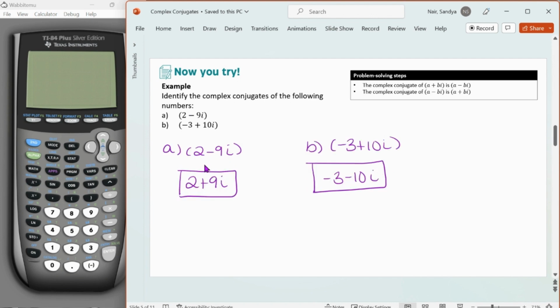In A, we have 2 minus 9i. So we're going to switch the sign in front of the 9i, and so we're going to get 2 plus 9i as the complex conjugate. In B, we have negative 3 plus 10i. So we keep the negative 3 the same and then switch this plus to a minus sign.